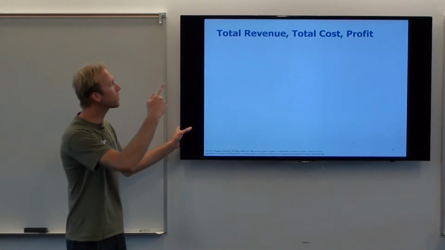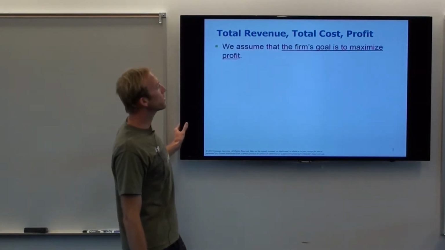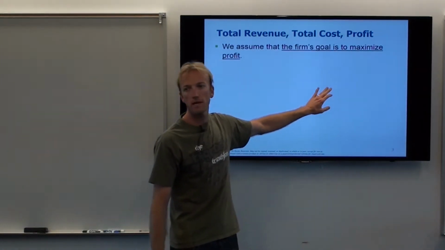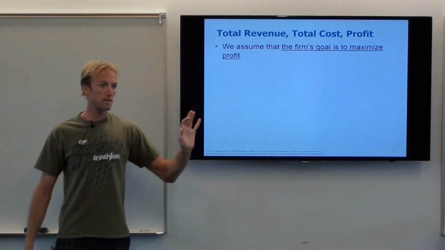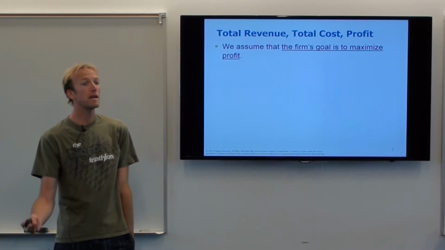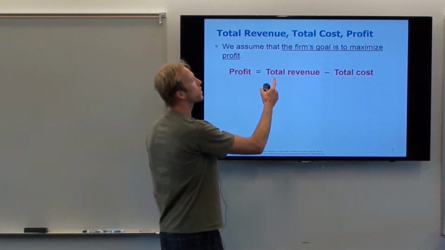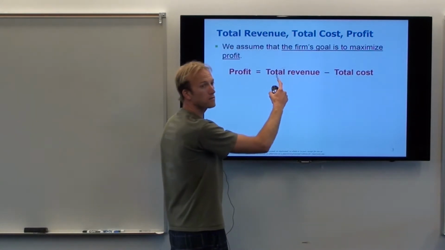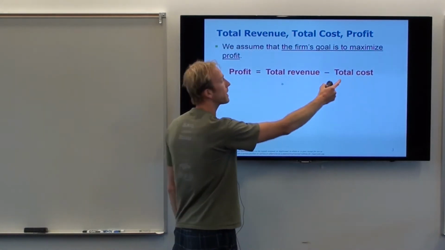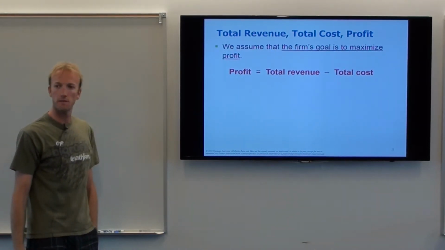So total revenue, total cost, and profit. How do I relate those? Well, we're going to assume that every firm's goal is to maximize profit. That makes sense. We're okay with that assumption, right? Every firm just wants to make as much profit as possible. Well, what is profit? Profit is total revenue, the total amount that you get from the product, minus the total cost that it costs to make it. Does that make sense?